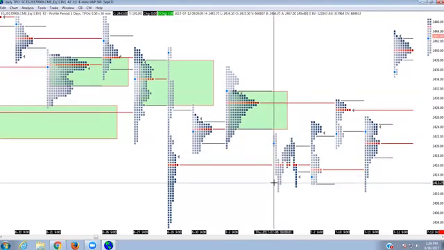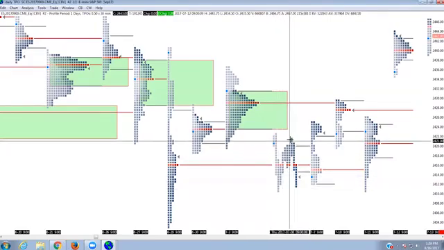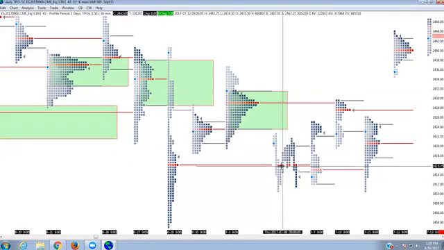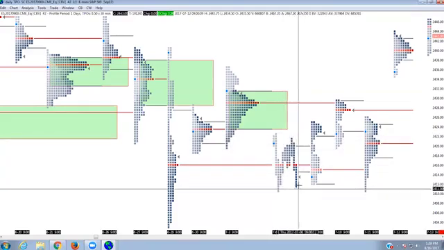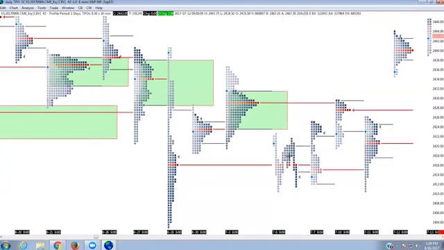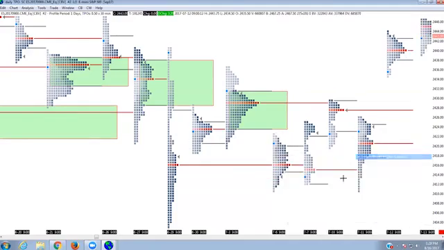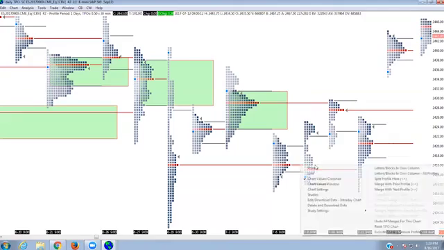Ultimately, this day was kind of a weird day where you get the buy the dip people in the S&P and it comes up, but we do get a weak close. Overall balance there.